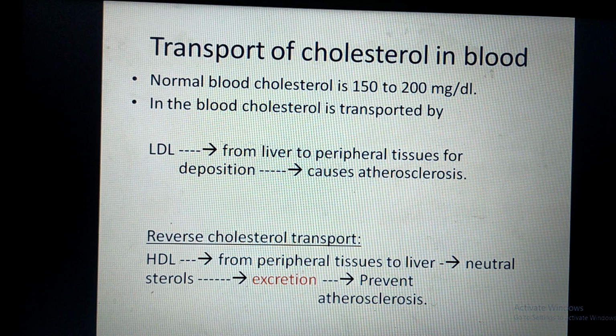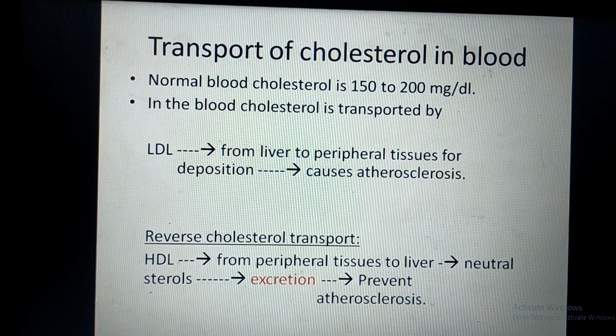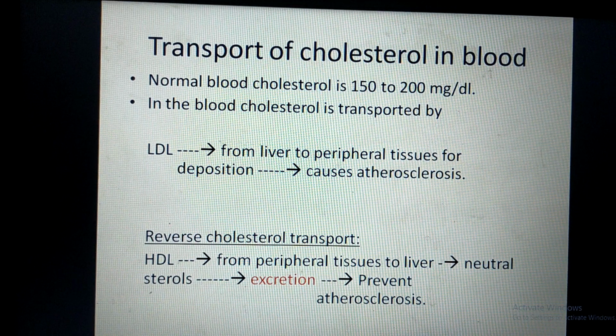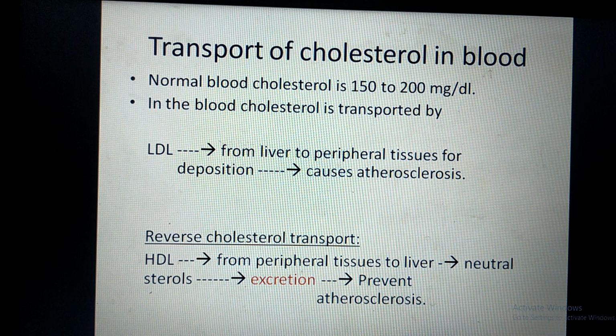Whereas HDL causes reverse cholesterol transport, that is, it takes the cholesterol from the peripheral tissues and transports it to the liver, where it is converted into neutral sterols and excreted into the stool. So they prevent atherosclerosis, therefore they are called good cholesterol, and this process is also referred to as reverse cholesterol transport.